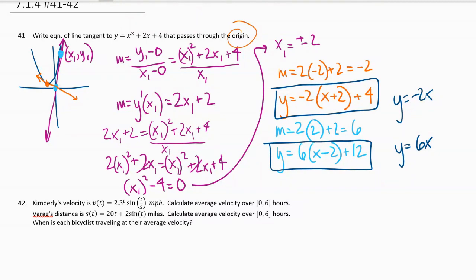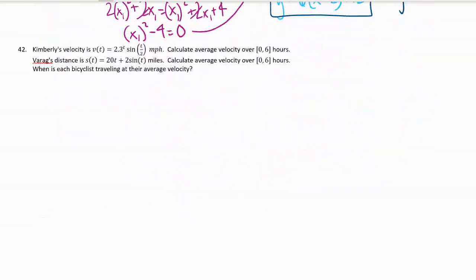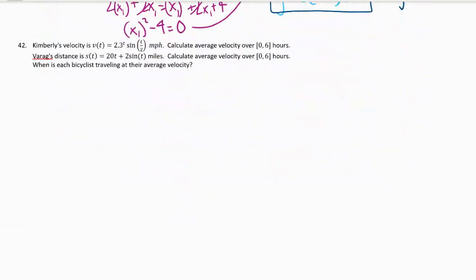Okay, so let's go ahead and do number 42. Kimberly's velocity is given. Calculate the average velocity. So we're given velocity and we're calculating average velocity.